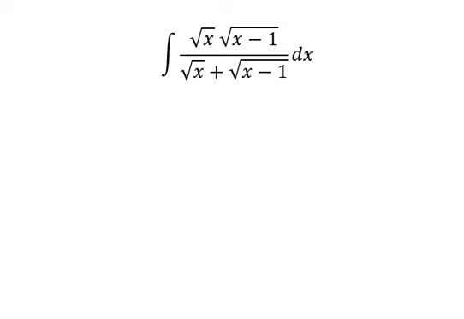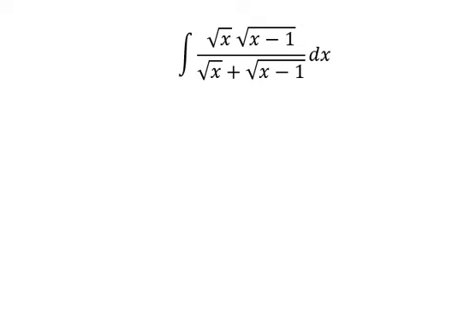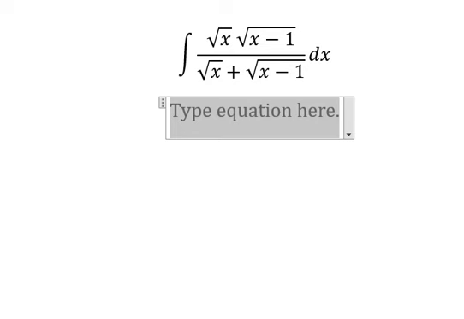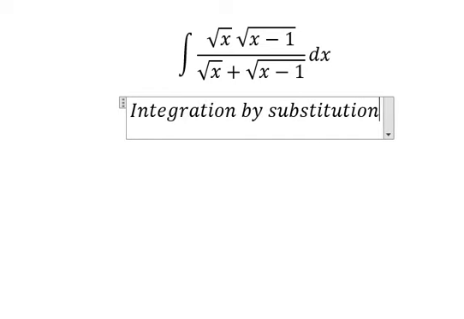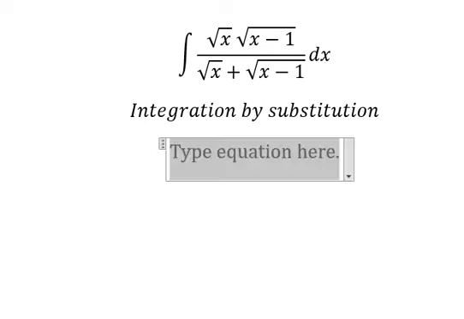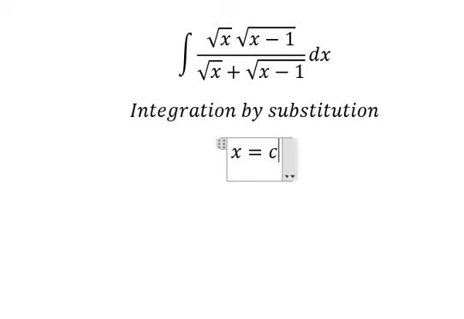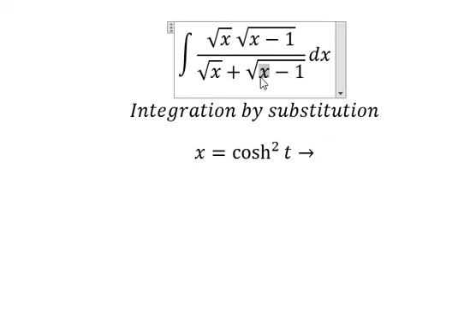So today I want to talk about integration. We can use integration by substitution. I will put x equals cos t square, because if I put this one here, we have cos t square minus number 1, and later we change it for sin t square, and then we can simplify the square root.